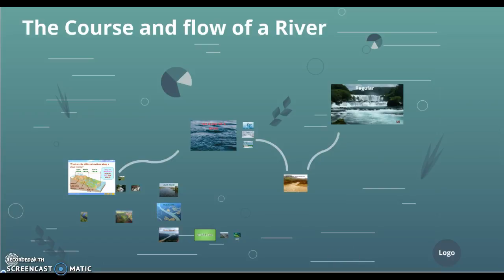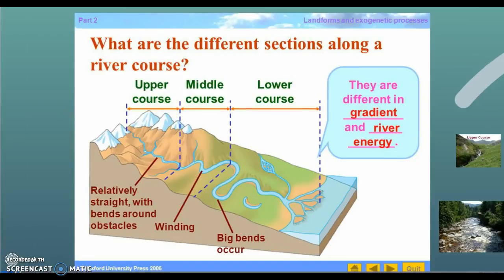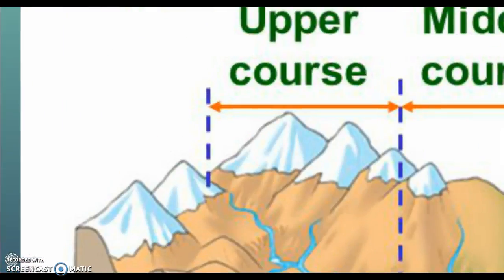Okay, so let's see. According to the course of a river, there are three different courses. You see the upper course, the middle course, and the lower course. And let's see how each one is. Let's start with the upper course. What is the upper course?